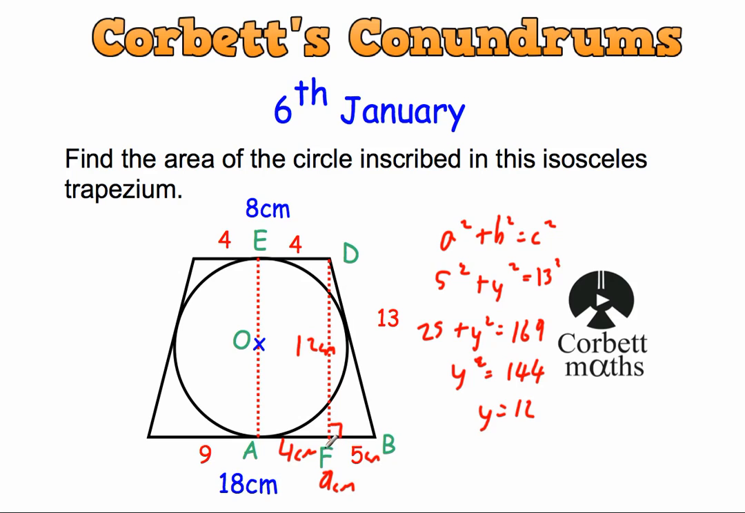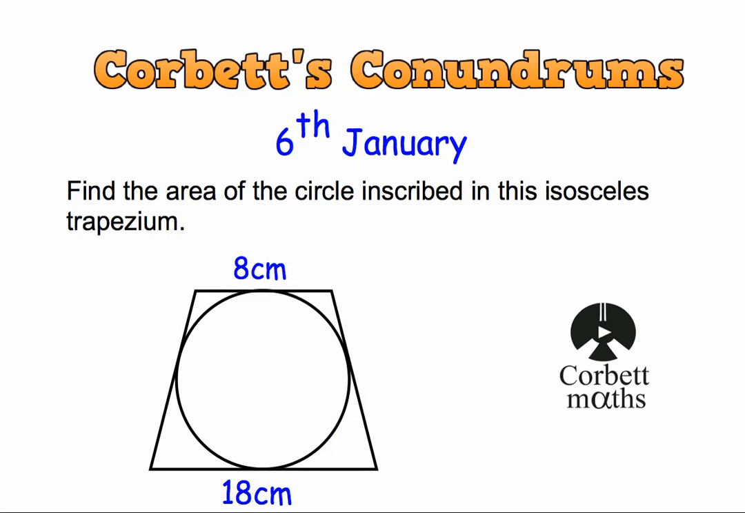Now if D to F is 12 centimeters, that means that E to A is 12 centimeters. And most importantly, it means that from E to O will be 6 centimeters. So the radius of the circle is 6 centimeters. Now we know the radius of the circle, and that's equal to 6 centimeters. Now we can just use pi r squared to find the area of the circle. So the area of a circle is pi r squared.